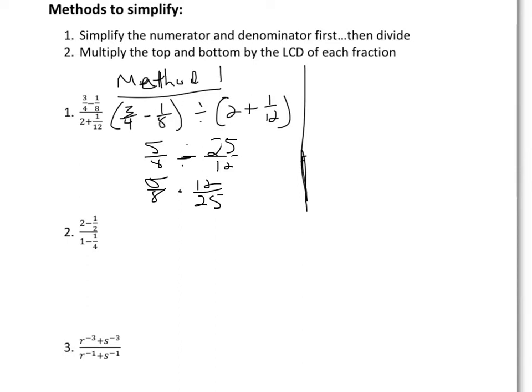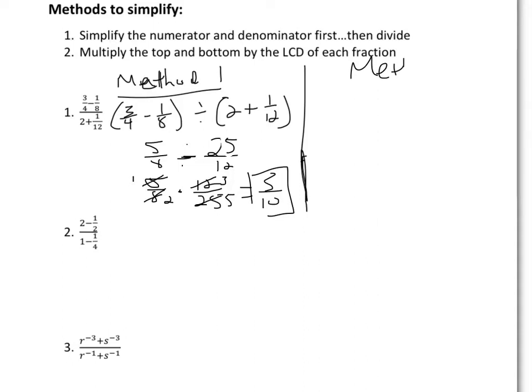Now we can reduce some stuff. The 5 becomes a 1, 25 becomes 5, 12 becomes 3, 8 becomes 2, and we get 3/10 for our answer. Not too bad. Method 2 here.